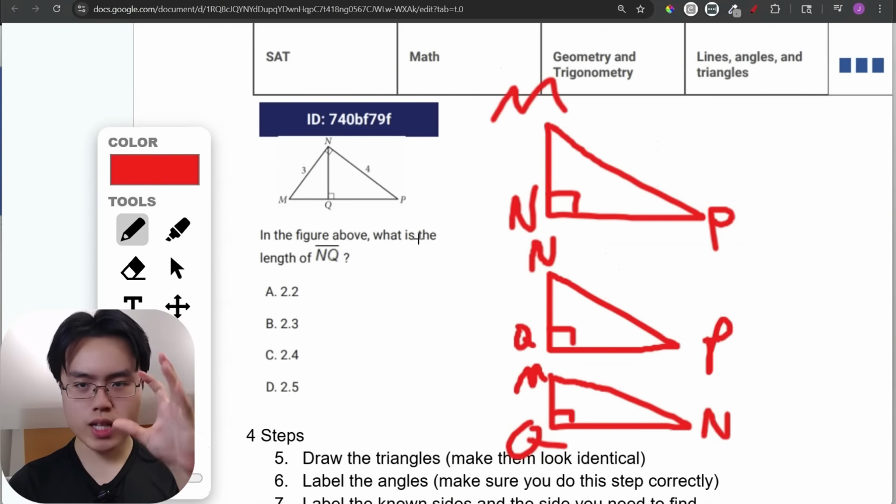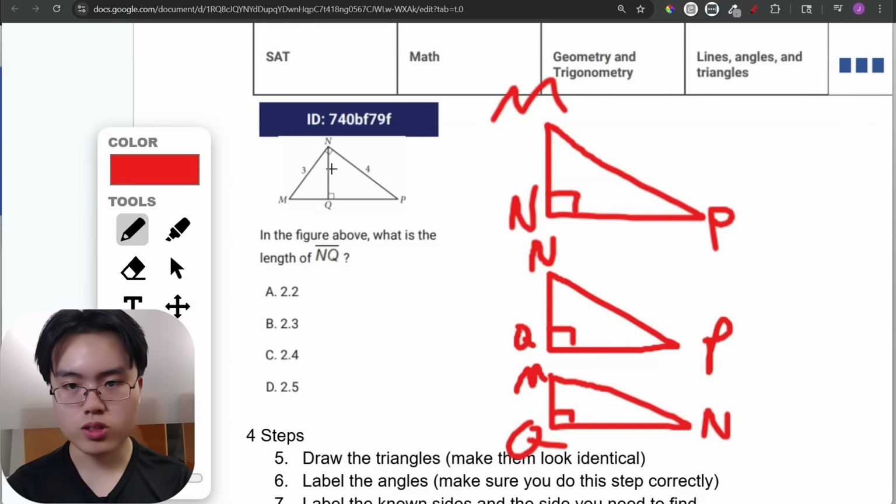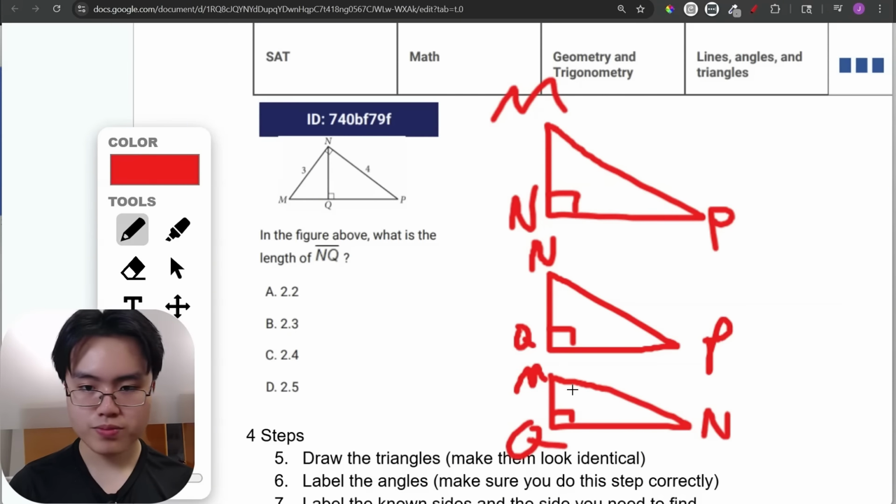You notice I was being absolute. I'm not just assuming that these angles are the same. I'm actually proving to myself that these are the same, because this is literally the exact same as that one. Okay, I can draw that one there. As same as that one, I can draw that one there. So make sure you actually prove to yourself that those angles are the same.